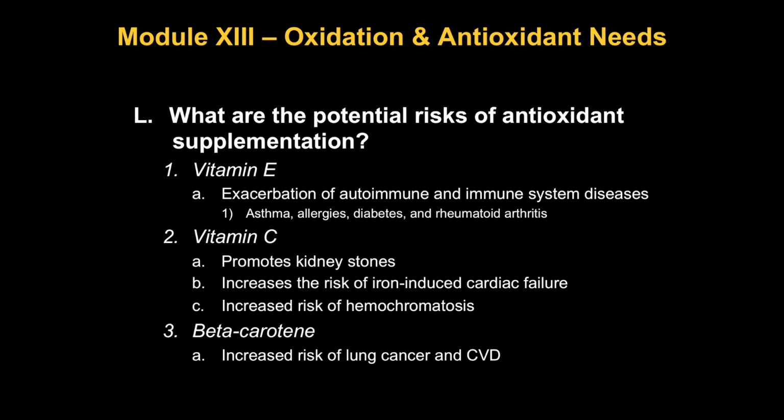And if you have a person that has hereditary hemochromatosis, where these folks actually absorb too much iron, vitamin C actually enhances the absorption of iron from the gastrointestinal tract, and so that could actually cause liver failure and liver damage. So we want to be careful in those individuals. Beta-carotene, actually in some studies, was found to increase the risk of lung cancer and even cardiovascular disease.